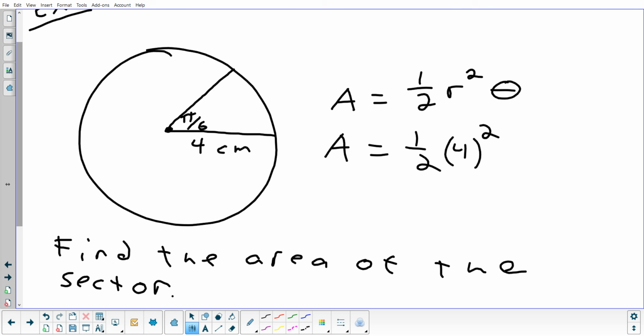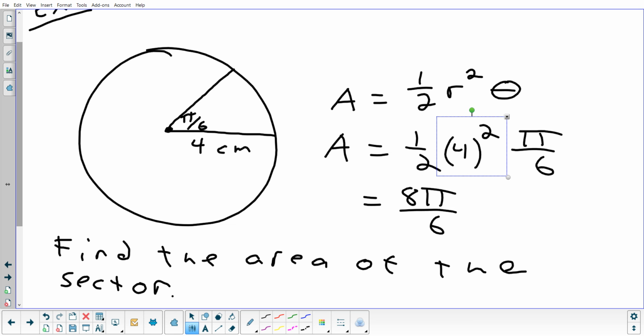And it's already in radians. I know that because there's no degree symbol on it. So I don't have to convert it. If it was in degrees, I would have to fix it. Pi over 6. And now we just multiply out the right-hand side and follow order of operations. So Allie, what's 4 squared? How much? 16. Yep, 16. And then what if you take half of 16? 8. So we have 8 pi over 6. And Jade, if I reduce here, what does that reduce to?